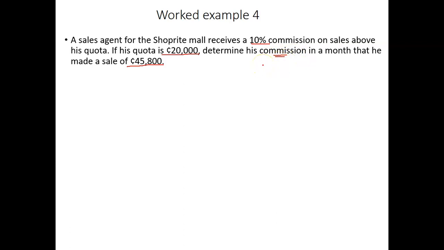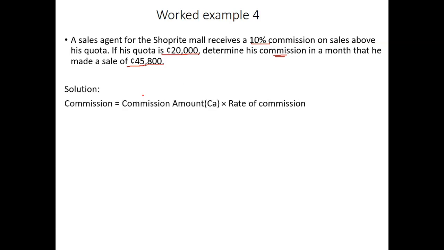But they want us to determine his exact commission, isn't it? Now to do this, please read the question. I always say that. This question has quota in it, isn't it? So you are not going to use the formula commission is equal to sales times rate of commission. What you're going to use is commission is equal to commission amount times rate of commission. Are you following?